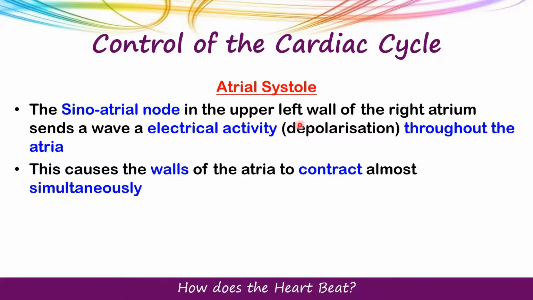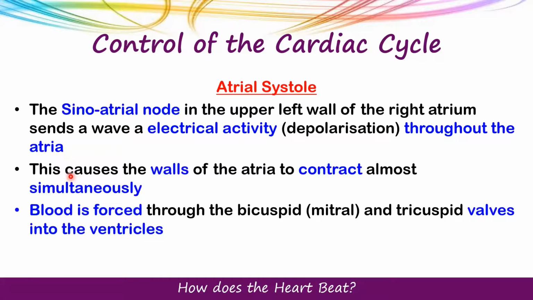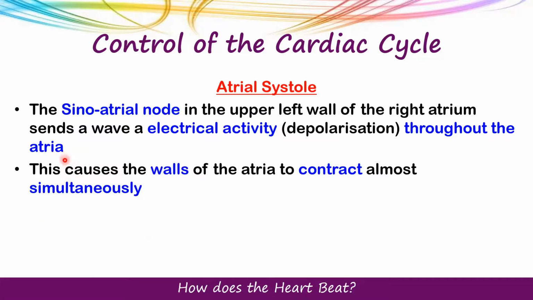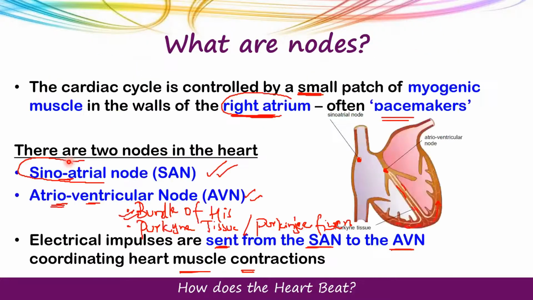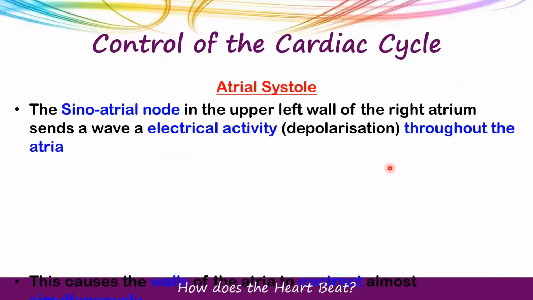So depolarization would take place throughout the atria. We are talking about both the atria, right? It is not only the right atrium contracting, it is sending the waves to the left atrium as well. We'll see that in the diagram as well. In fact, if I could show you here, as this contracts, it sends the wave to the left atria as well. It goes like this, so both of the atria are contracting at the same time.